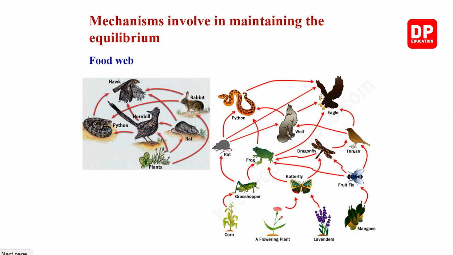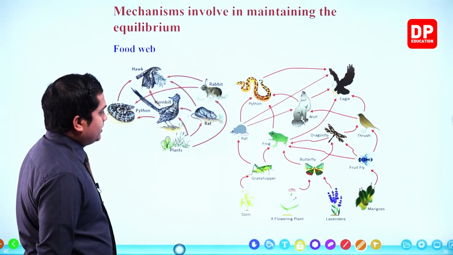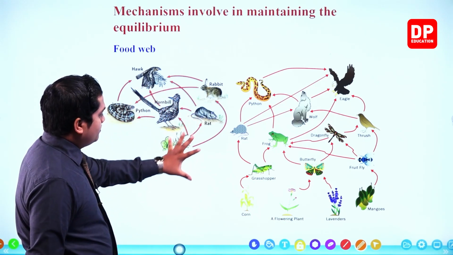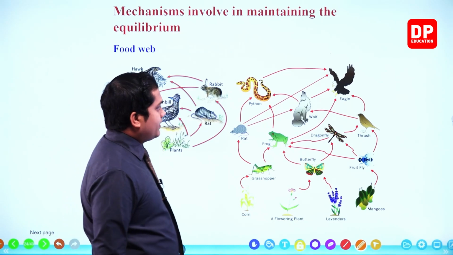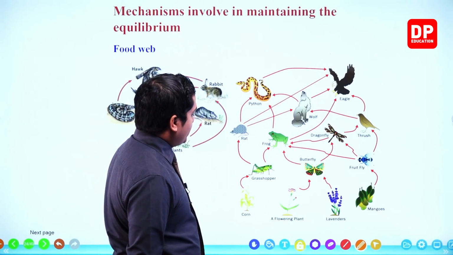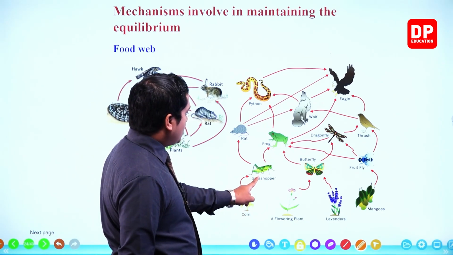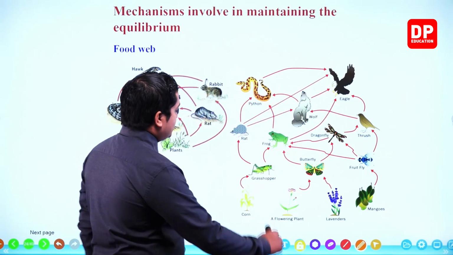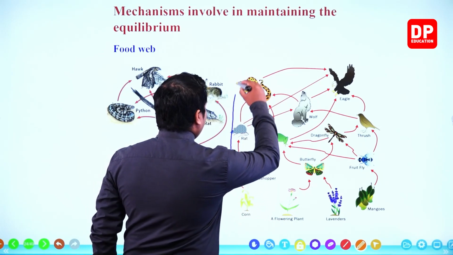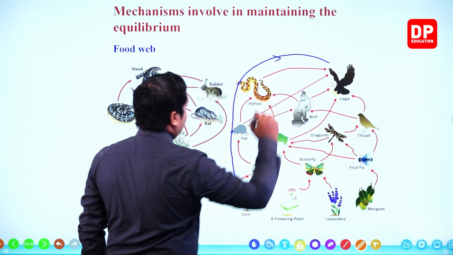See, so there are different organisms over here. You can observe one particular food web, and over here also you can observe another one, right? So here, starting from corn to grasshopper to rat to python to an eagle. See, so this is one way around. This is a one-way path. This is called a food chain.